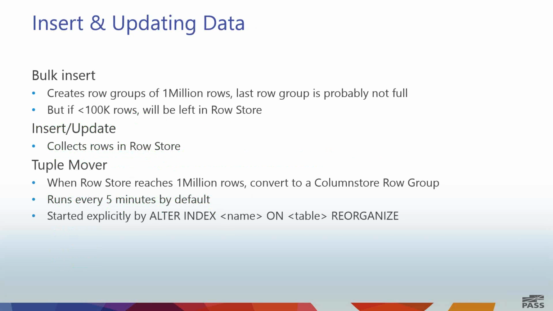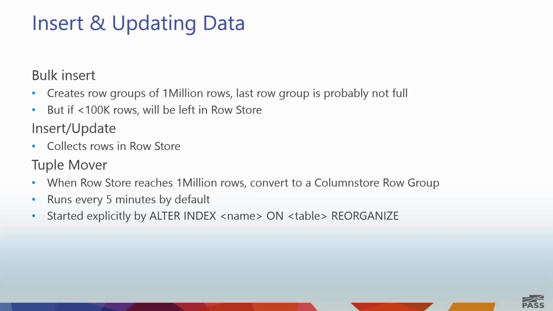Inserting and updating data. Like I said before, when you bulk insert data, it creates row groups of about 1 million rows. So if you're bulk inserting 10 million rows, we're going to create about 10 different row groups and put that into the clustered column store index. If, on the other hand, I have 10,200,000 rows, I'm going to create 11 row groups. The first 10 are probably going to be completely full. The last one might only have a couple 100,000 rows, but it is going to go ahead and get compressed and pushed into the clustered column store index.